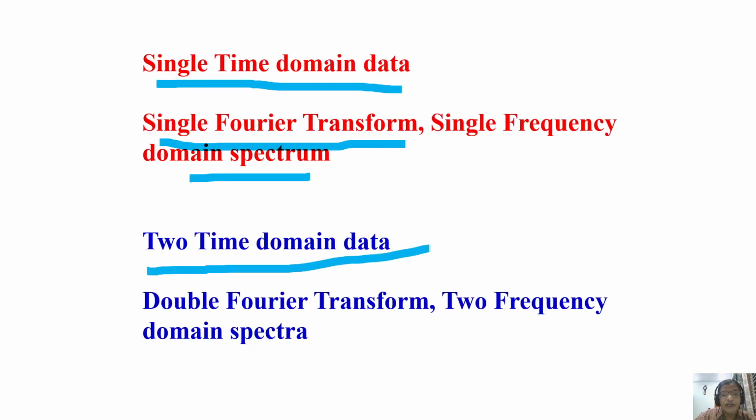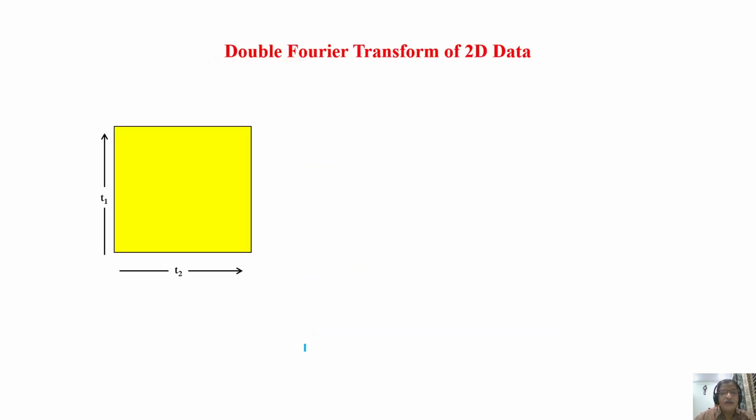Now we have two time domain data. Data acquired in the time domain, oscillatory, damped oscillation decaying signal in the T2 period and also in the T1 period. So we have two time domain data, and we make a double Fourier transformation in both the dimensions. Do the Fourier transformation in the T1 dimension and also do the Fourier transformation in the T2 dimension. You can do double Fourier transformation. What you are going to get is two frequency domain spectra. So you are going to get frequency in both the dimensions.